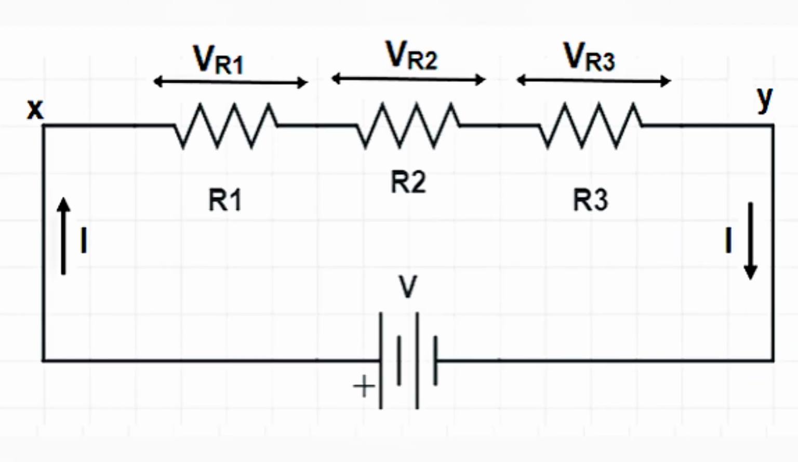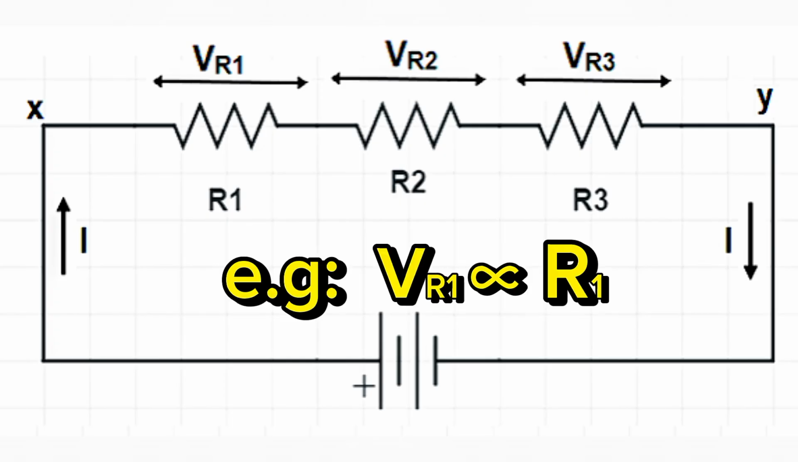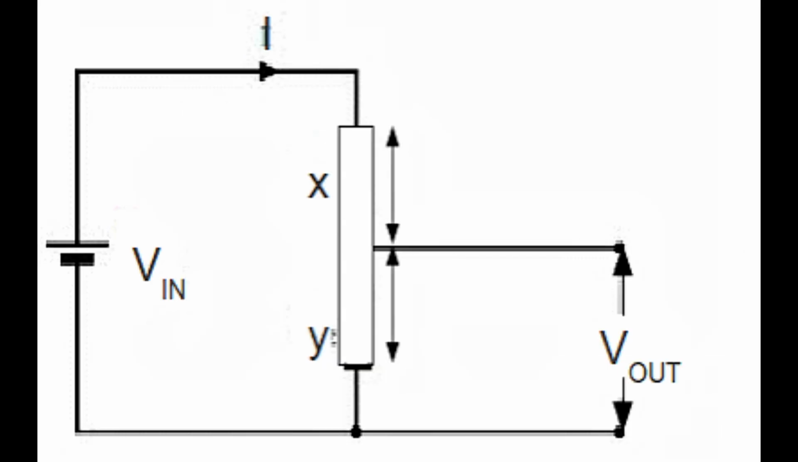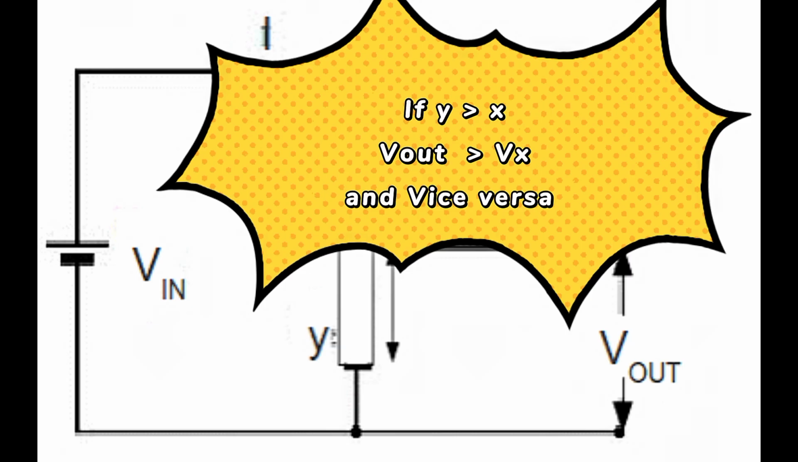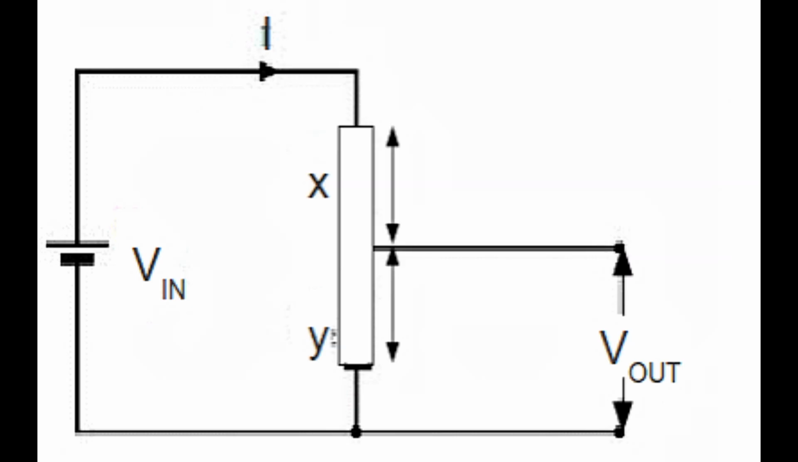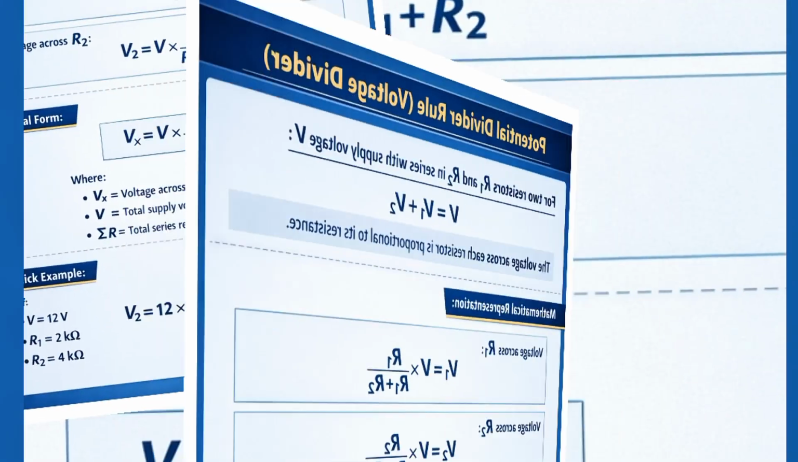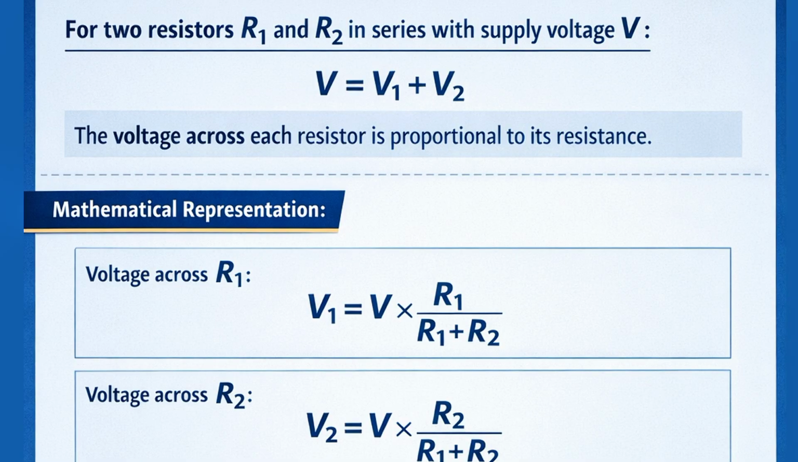Here's how the rule works. In a series of resistors, the voltage across any resistor is proportional to its resistance. Bigger resistor, bigger voltage; smaller resistor, smaller voltage. Mathematically, we write it like this. Voltage across a resistor equals the resistor value divided by the total resistance, multiplied by the total voltage.